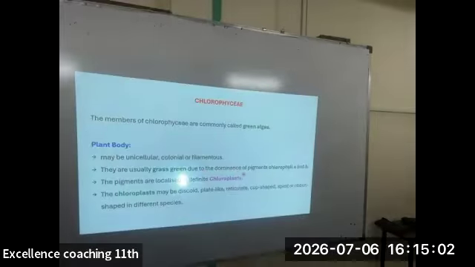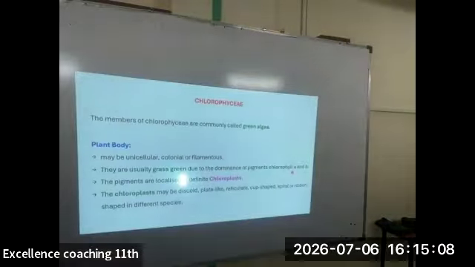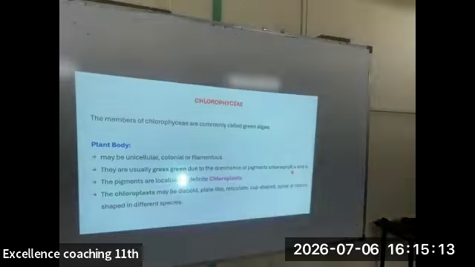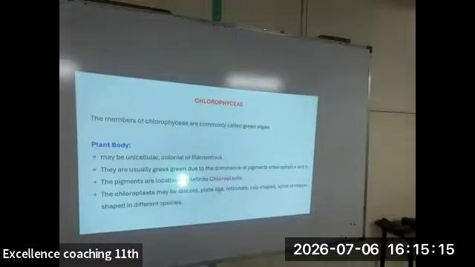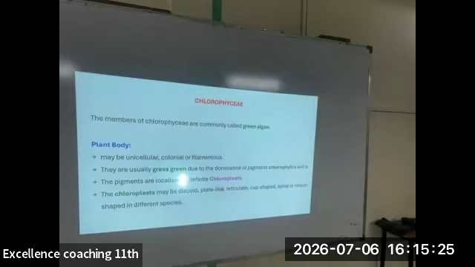They are grass green due to the dominance of chlorophyll A and B. So why are they green in color? Because of the pigment, chlorophyll A and chlorophyll B, which is present in their body. Where is the pigment present? It is present in a location called the chloroplast. What is the name of the location? Chloroplast. It's an example of a plastid.